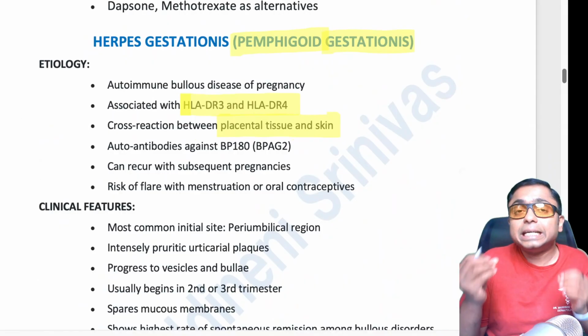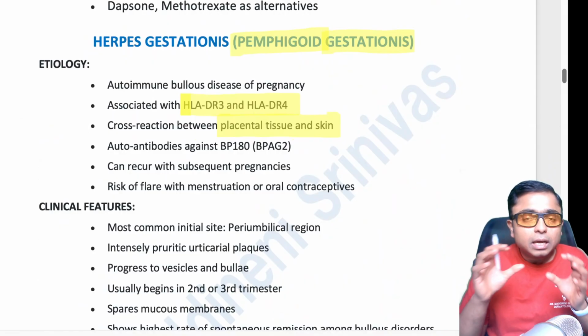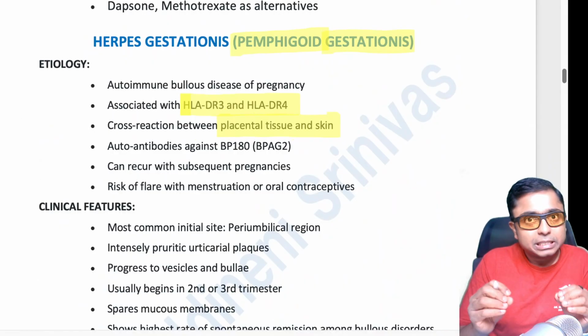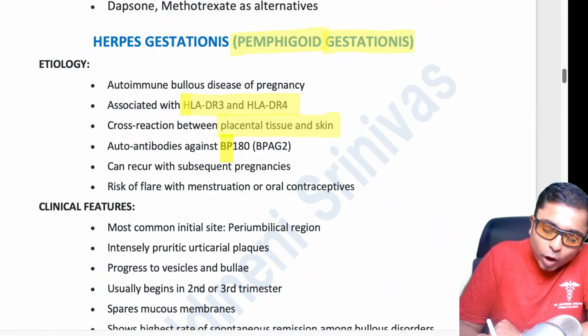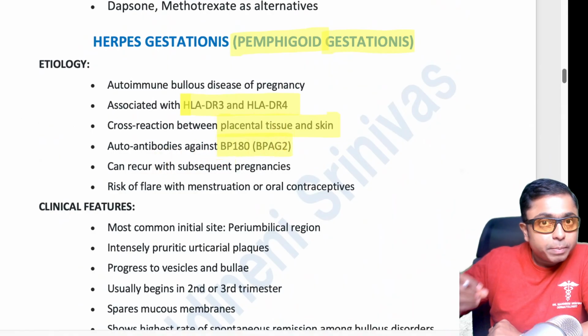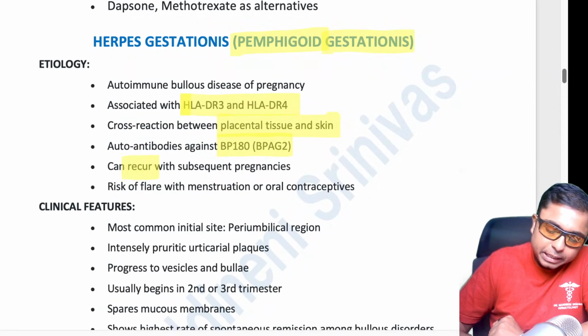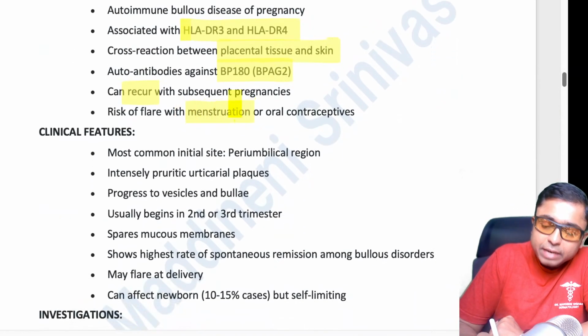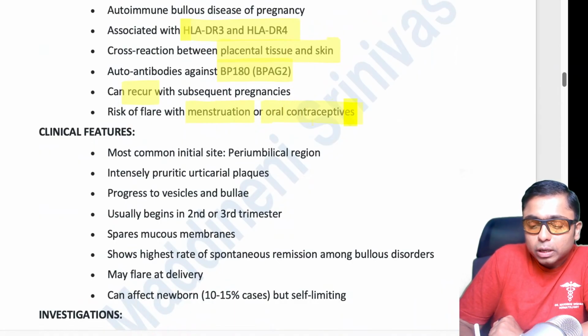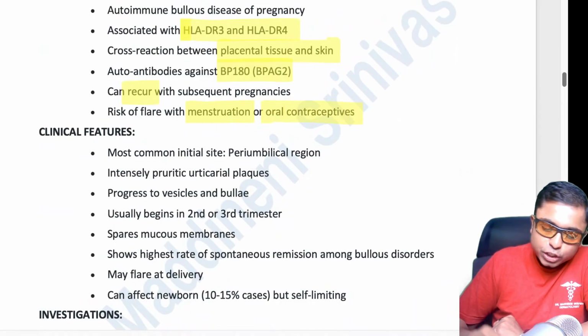What is the location? It is going to be peri-umbilical area. We are going to see grouped vesicles. Very important point: autoantibodies against BPAG2, that is BP180. And recurrence is very common in the later pregnancies, and risk of flare is seen with menstruation and the oral contraceptives after the delivery of the child.